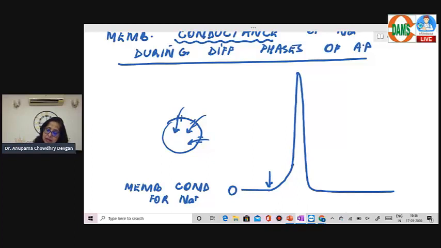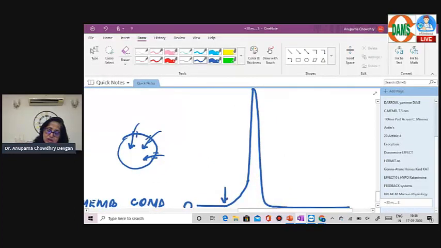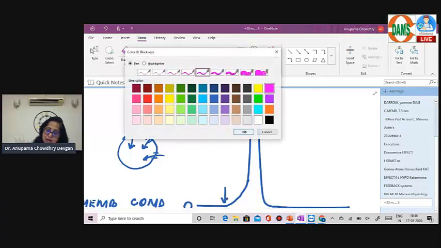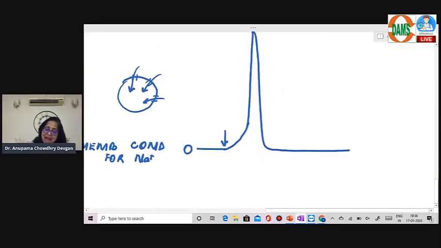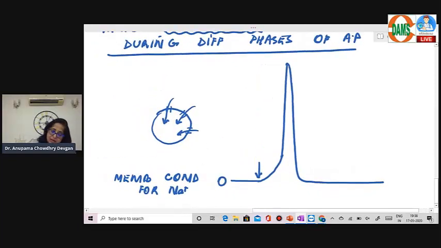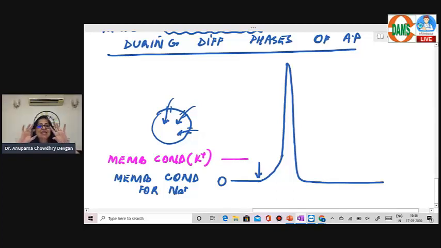Now, let's see what is going to be the graph for changes in membrane conductance for potassium. At rest, the membrane conductance for potassium is much higher than for sodium, isn't it? We know that. At rest, there are leak channels for potassium which are open. So there is a much higher conductance for potassium at rest. And because of this high membrane conductance for potassium at rest, there is a resting membrane potential which is generated. We have discussed that. Okay?